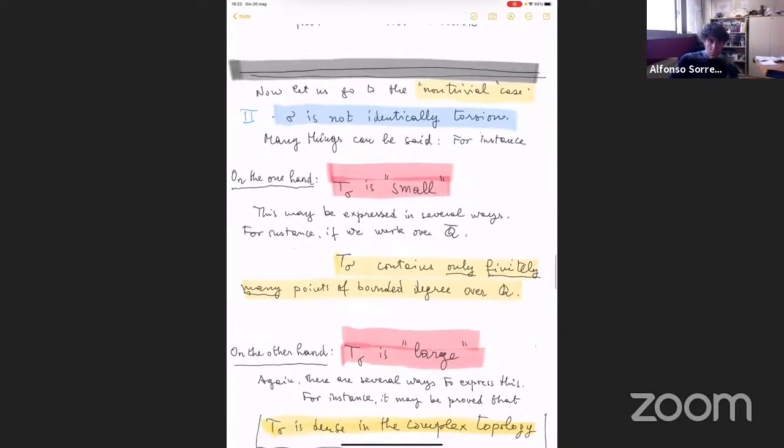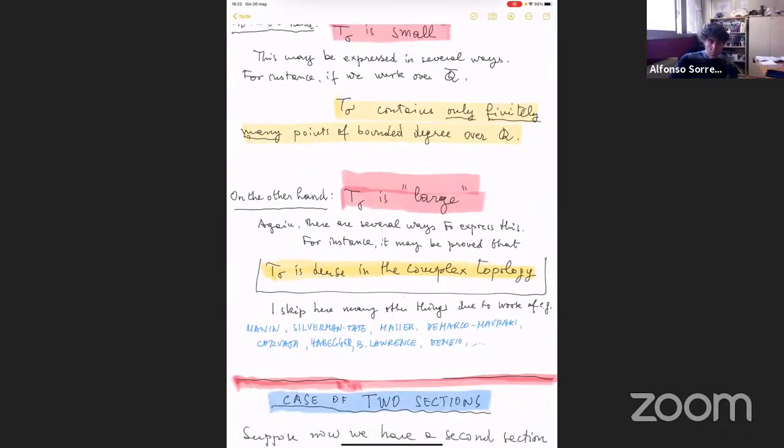But on the other hand, this set is not too small, so it is in a certain other sense large. For instance, it may be proved that it is dense in the complex topology. So an apparently strange thing happens, that for a dense set of complex numbers, we obtain a torsion point, but the complement is very large. And actually only finitely many points of this dense set may be rational or quadratic irrational and so on.